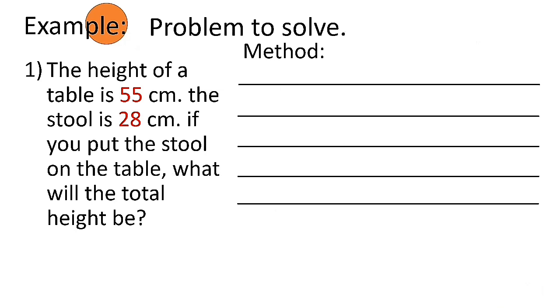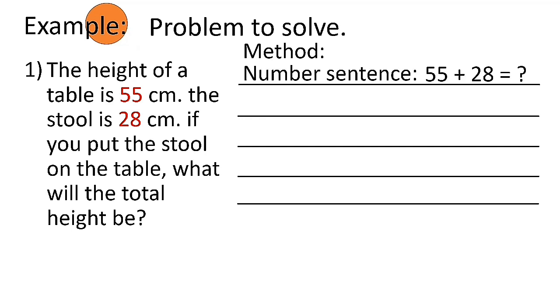Again, the height of a table is 55 cm. The stool is 28 cm. If you put the stool on the table, what will the total height be? Okay, in order for us to know what the total will be if you are going to put the stool on the table, what do you think? Yes, of course, you have to add.